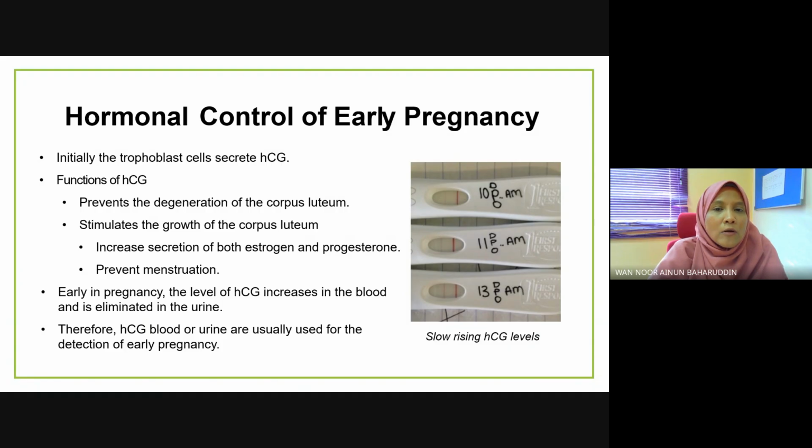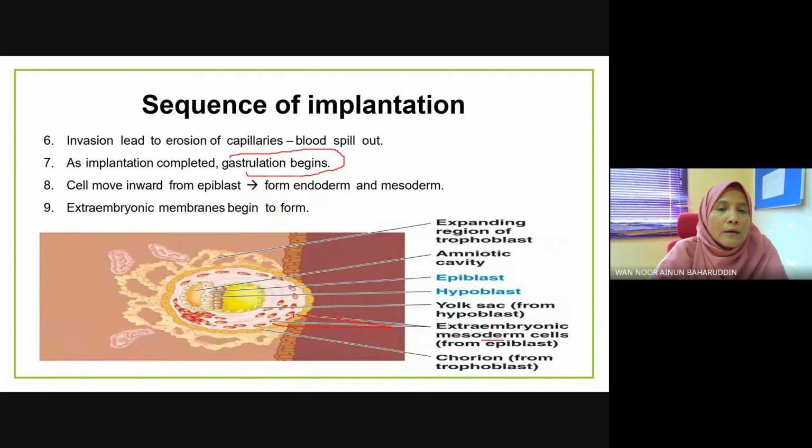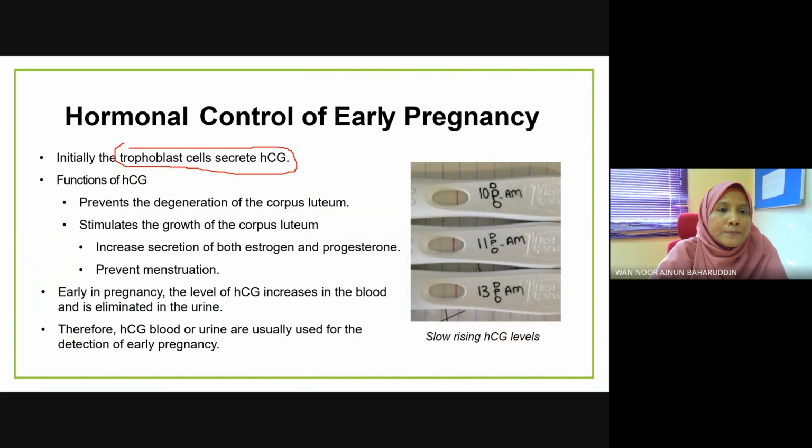So now we talk about the HCG. Initially, the one that secretes HCG is what we call the trophoblast. So the one that secretes it is from this trophoblast. This trophoblast secretes the hormone HCG.